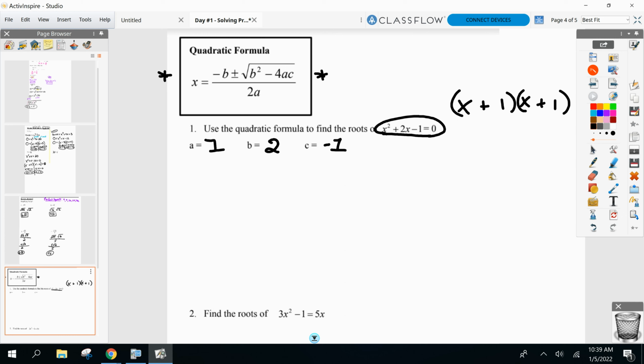So I go to the formula. Here we go. I'm going to slow it down. x is going to be equal to -b. What was my b value? I want to put a negative in front: -2, plus or minus. Don't do a thing inside the parentheses.